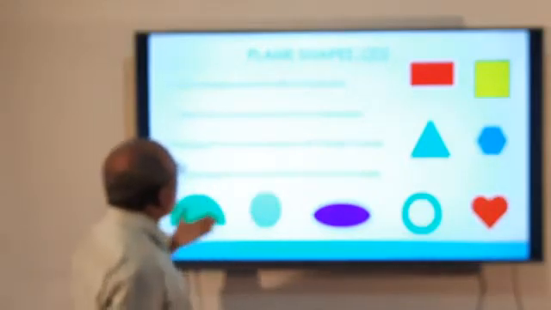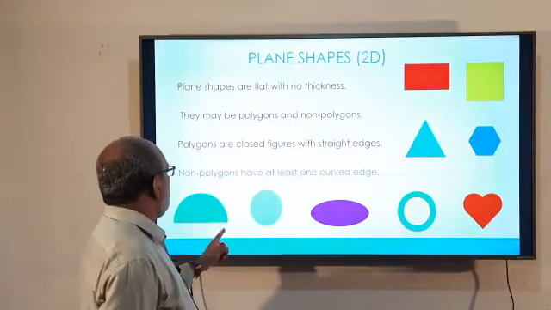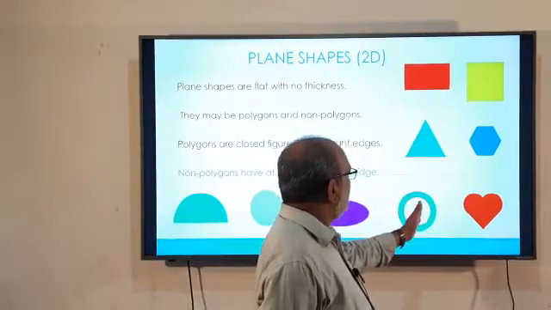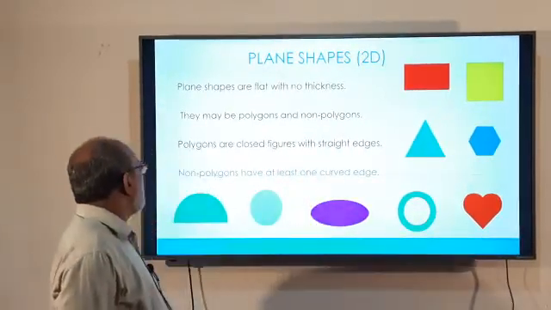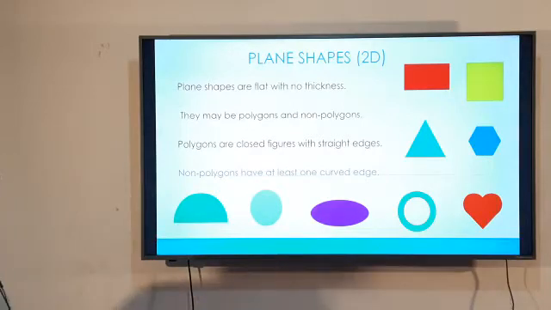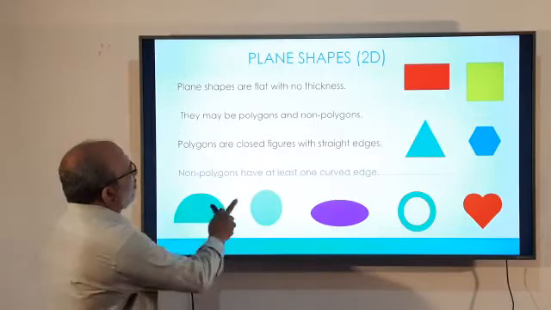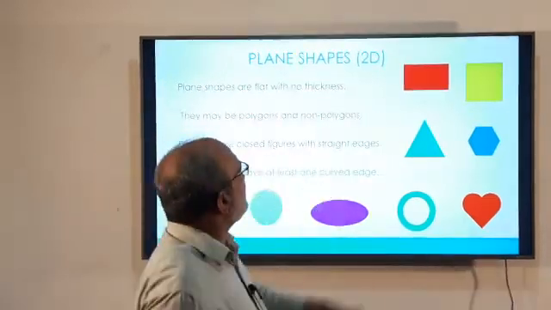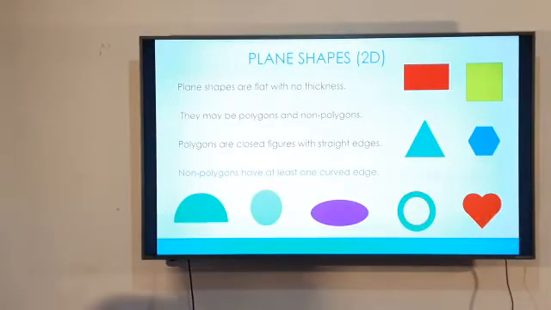Whereas here we have non-polygons. See, non-polygons have curved edges. Everywhere you can see curves. Here's an annulus, a heart, an oval. Here we have circle and semicircle. These are non-polygons for the reason their edges are not straight. The four figures above are polygons because they have straight edges.